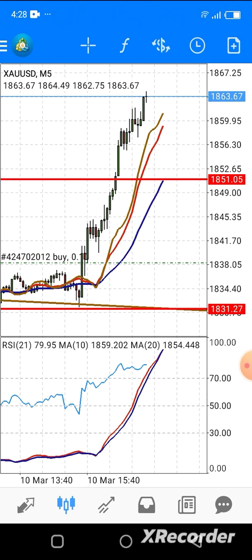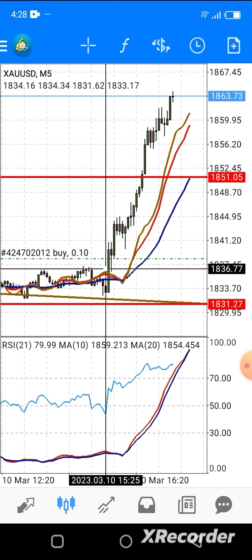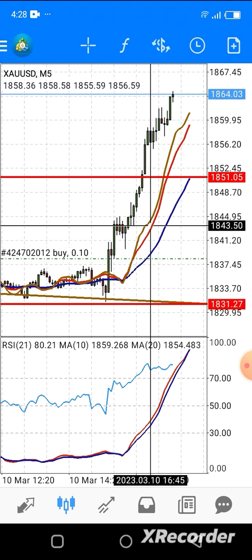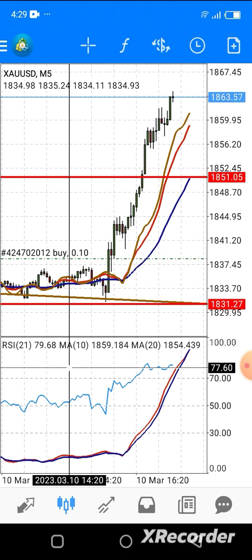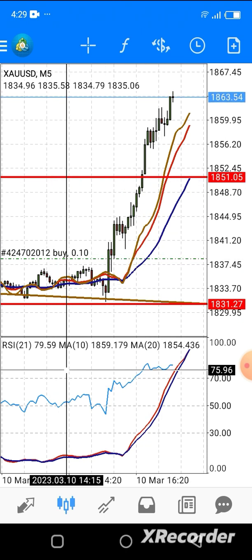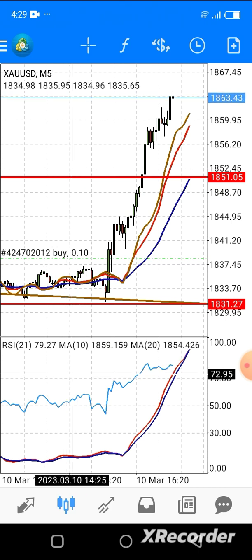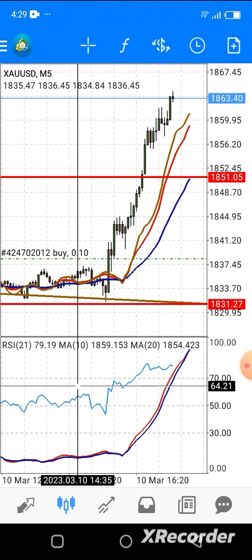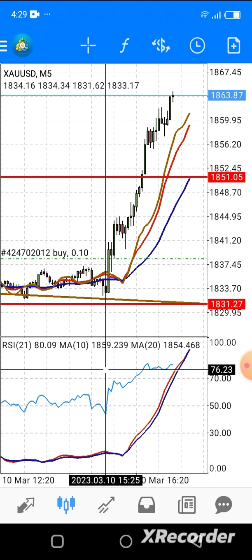Now, as you can see on my screen, you have three moving averages on the main chart, and here I have my RSI. I really love the RSI. The reason I keep adding RSI to my strategies is because it tells me exactly how strong the momentum of the market is. So I usually like to add it to my strategies because I understand the importance of the RSI.